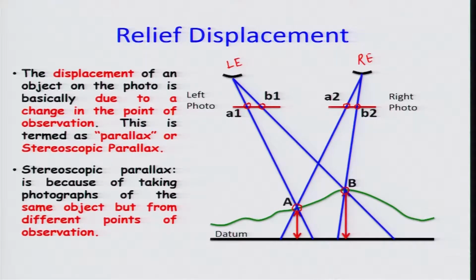Hence, if you look, there is some relief displacement, which is given by x1 and xp. This will also help you in identifying the height of the object. So, this part has to be kept in mind while viewing the stereo photographs. Let us move ahead.